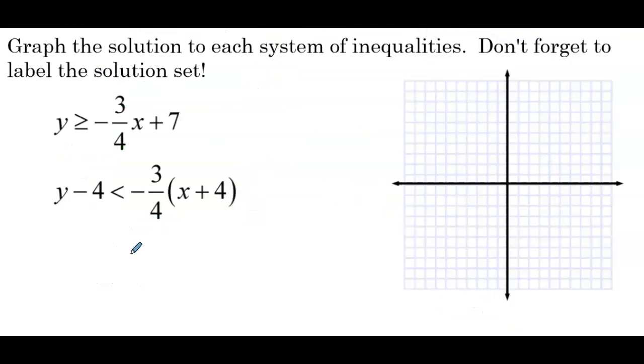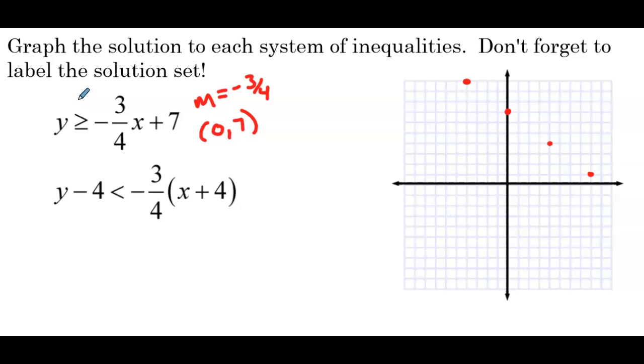Next system, y is greater than or equal to negative 3 over 4x plus 7, and y minus 4 is less than negative 3 over 4 times the quantity x plus 4. So our first line, slope is negative 3 over 4, and a point on the line is the y-intercept, which is 0, 7. So 0, 7, slope of negative 3 over 4, so down 3 to the right 4, down 3 to the right 4, and we can go up 3 to the left 4.